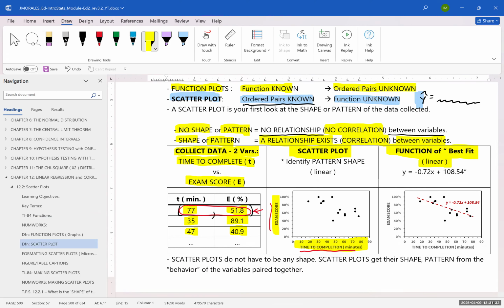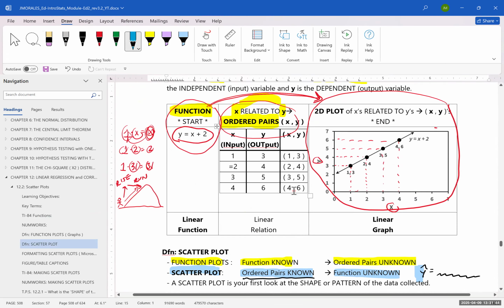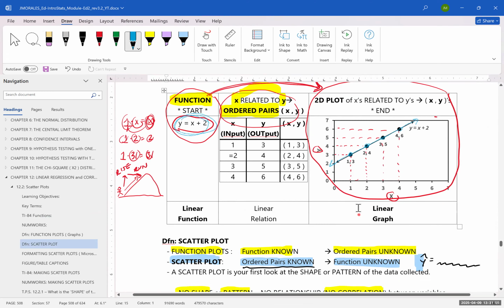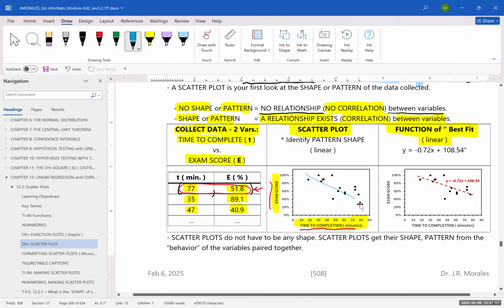So you'll notice what was different here is that these points don't line up perfectly on a straight line, like they did up here. Up here, our ordered pairs fell exactly on a straight line. Well, the reason for that is we were starting with a function to begin with. But now with scatter plots, we don't have the benefit of starting with a function. We have to start with ordered pairs.